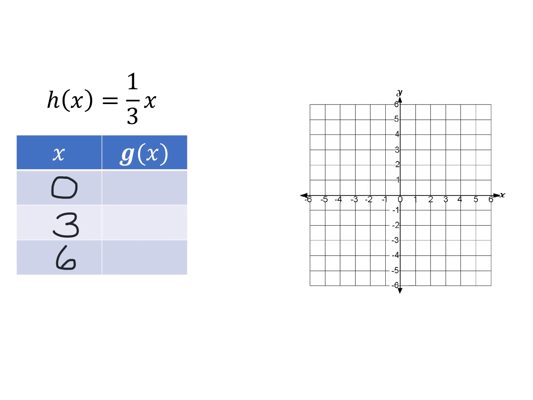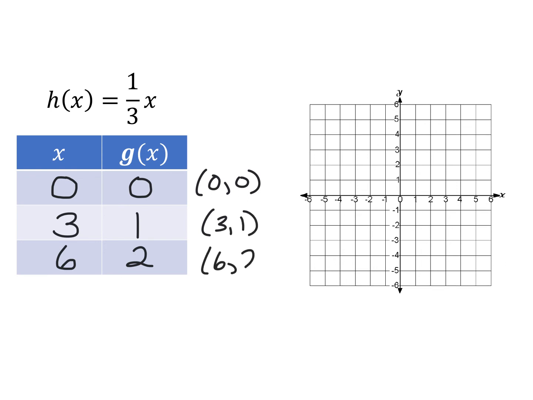So 1/3 times 0 is 0. 1/3 of 3 is just a 1. And 1/3 times 6 is a 2. See how nice that worked out? So here are my ordered pairs. 0, 0, 3, 1, and 6, 2. All right, time to line up my ruler here. Voila, there we go.